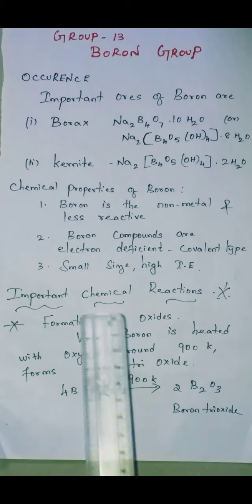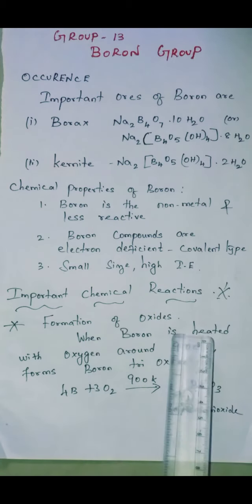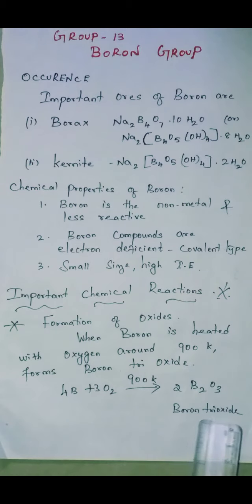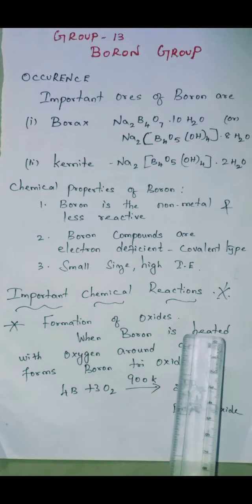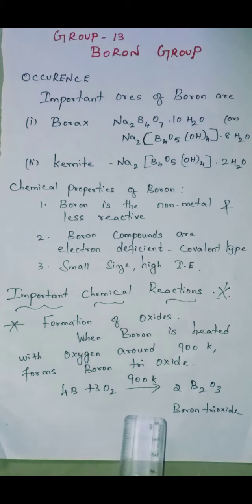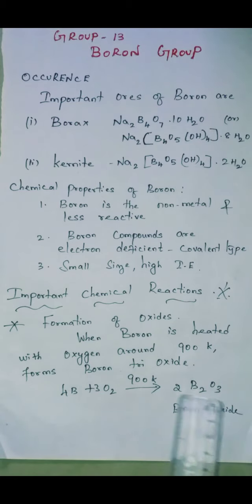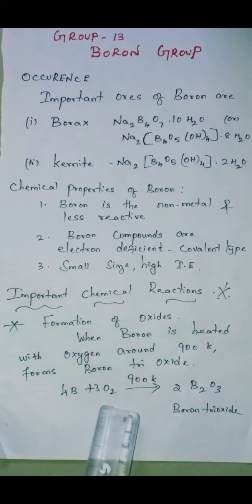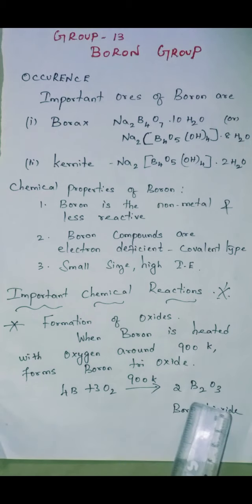Next we are going to see the chemical reactions of boron. The first reaction is very, very important: formation of oxides. When boron is heated with oxygen at around 900 Kelvin, it forms boron trioxide, B2O3. 4B plus 3O2, on heating at 900 Kelvin, gives 2B2O3. B2O3 is called boron trioxide.